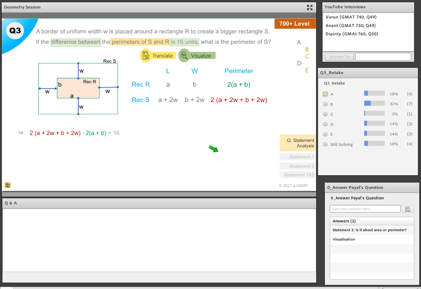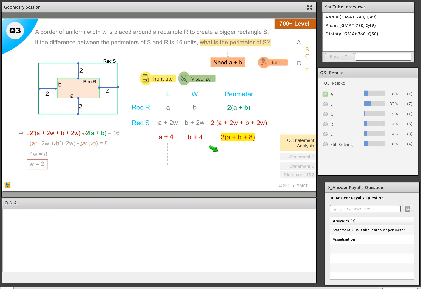Now what's given is the difference between the two perimeters. So you process that information, okay? And what you arrive at the end is the value of the width. So you have actually gotten the width of the border that was placed. So now you have length in terms of A, breadth in terms of B for rectangle S as well. Okay, now what is it that you have to figure out? You need to find out the perimeter of S, which means you need to know the sum of A and B.